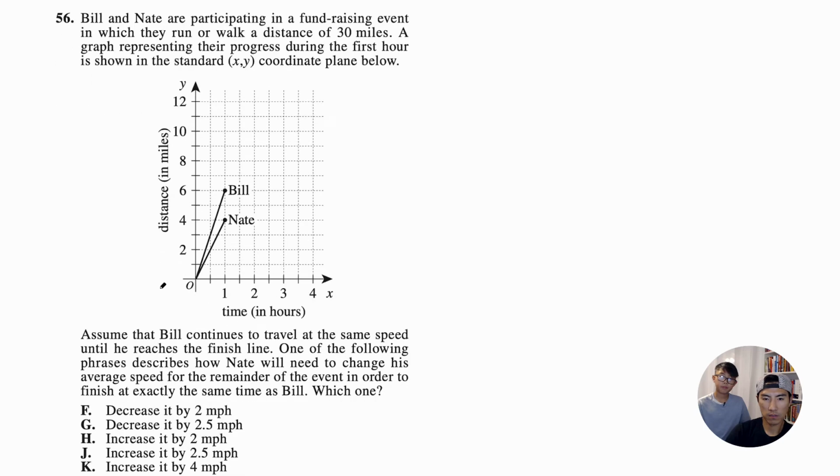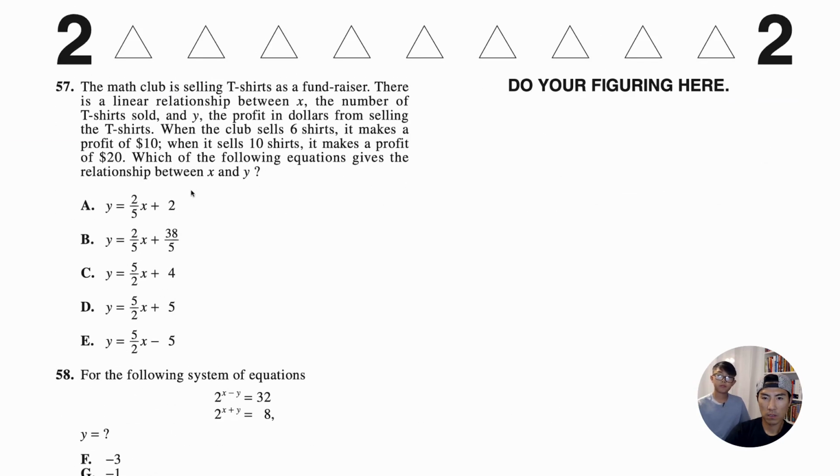57. Which of the following equations gives a relationship between X and Y? So the Math Club is selling t-shirts as a fundraiser. There is a linear relationship between X, the number of t-shirts sold, and Y, the profit in dollars from selling the t-shirts. So we know this is linear, right? When the club sells 6 shirts, it makes a profit of $10.